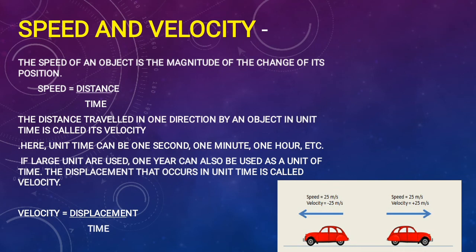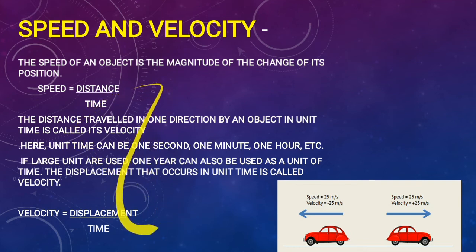Look at the formula of velocity. Velocity is equal to displacement upon time. And speed is equal to distance upon time. Remember students, the two formulas look exactly the same. The only difference is that in one there is distance and in the other there is displacement.